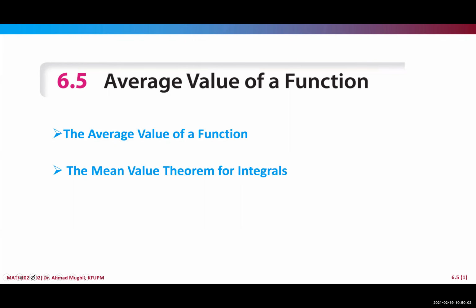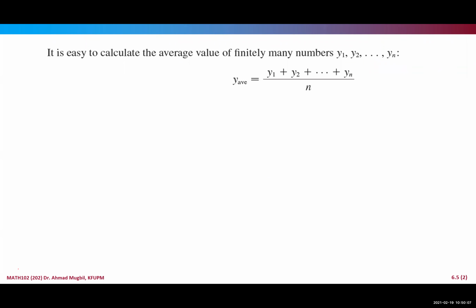Let's start with what we mean by the average value of numbers, which I think all of you know. If you have n numbers, you sum them up and then divide by their number. So when you have finitely many numbers, you can find the average. This is not a problem, and this is not our target here, by the way.